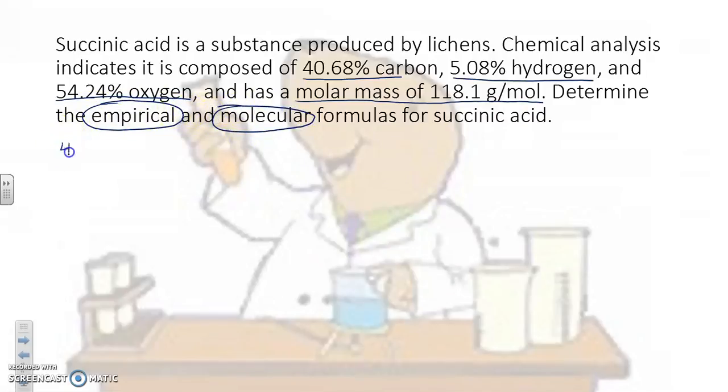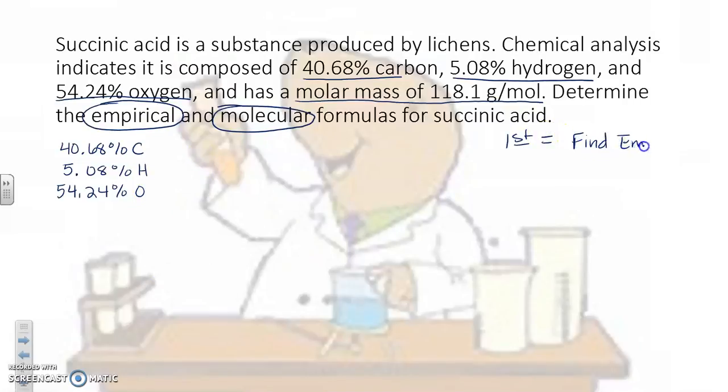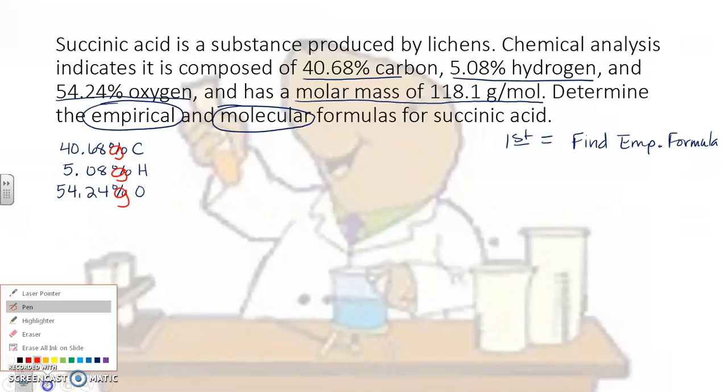All right, so we've got 40.68% carbon, 5.08% hydrogen, and 54.24% oxygen. So the first thing we need to do is find the empirical formula. How do we do that? Well, we change from percent to grams. Remember, that's the hardest part. And guess what? I'm not even going to rewrite it. I'm just going to write over top of it. That's grams, and that's grams. That was the hardest part.